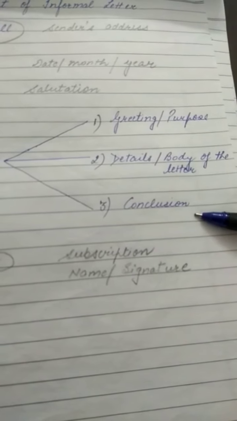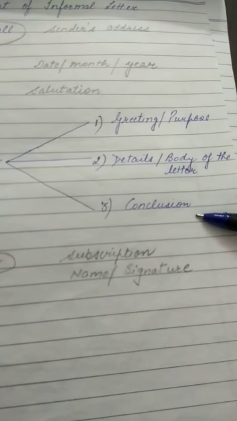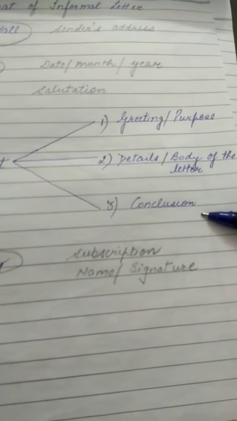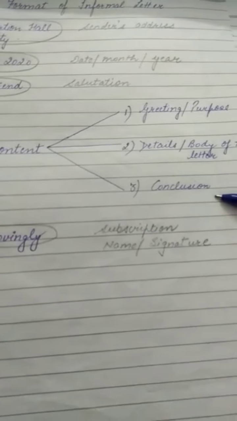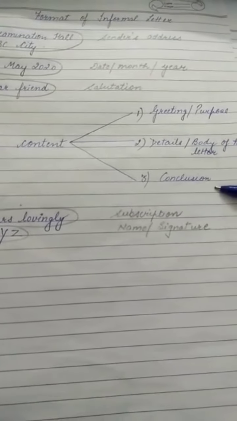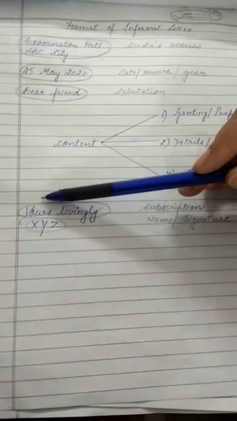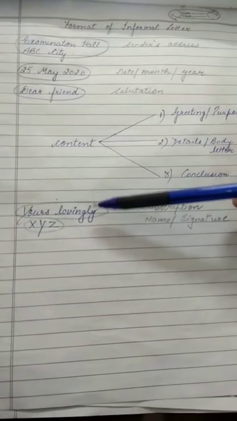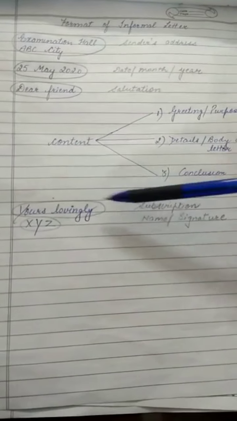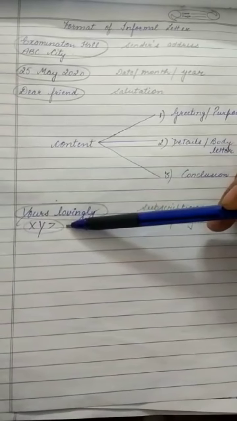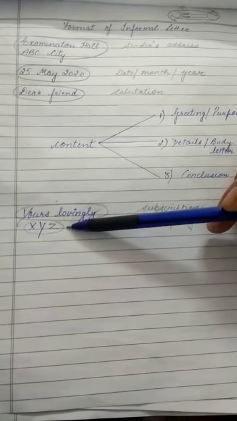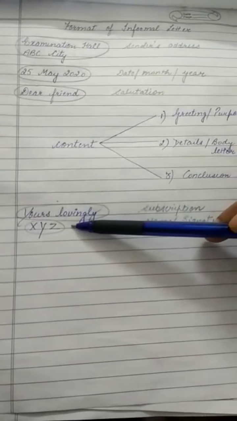Say a meaningful and affectionate goodbye to the reader, and do not forget to invite the reader to write back or reply to your letter. It shows an intention to keep the conversation going. Then at the end, on the left side, you write the subscription, that is Yours lovingly, Y capital, lovingly L small. Below that, in place of name and signature, we write X, Y, Z. One thing to remember: if you have written A, B, C on the top, here you are supposed to write X, Y, Z.